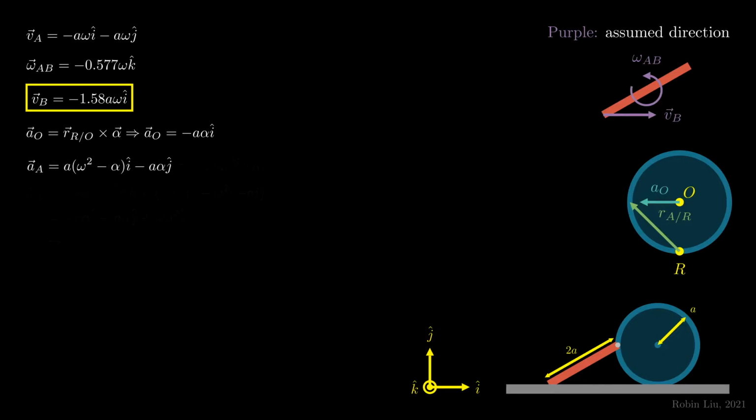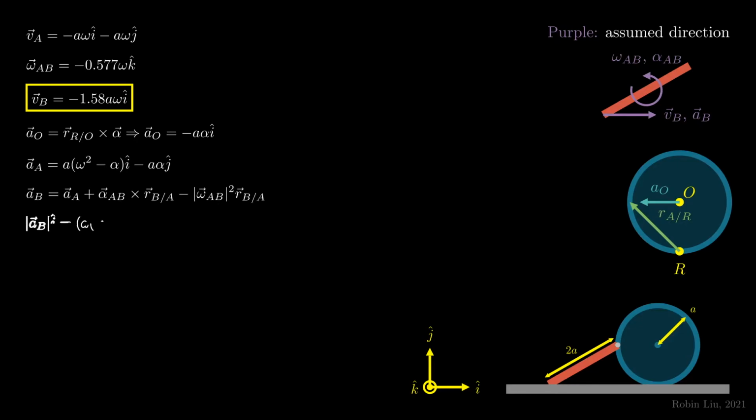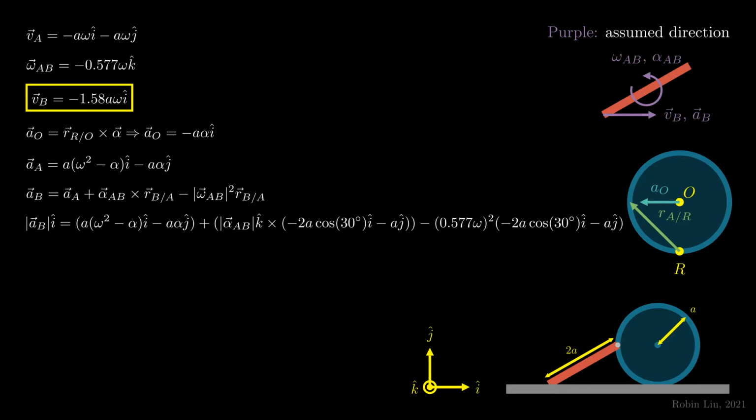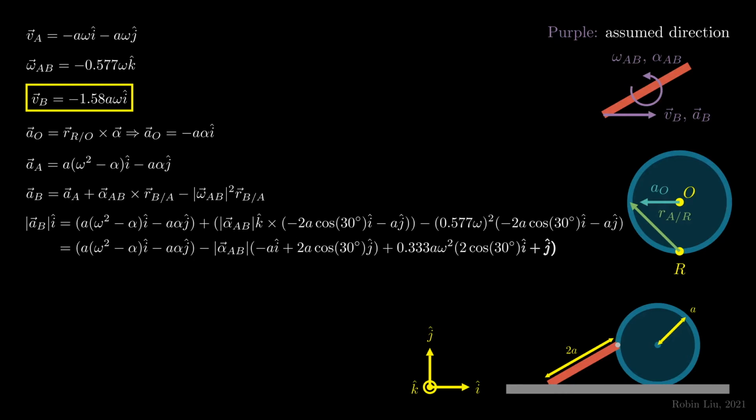Now we can move on to point B. Again, we need to assume some directions, but this time it's for acceleration terms. I'm going to again assume positive directions for the angular acceleration and the acceleration of point B. If we work through the math, gathering terms in the i and j directions, we can find the angular acceleration and the acceleration of point B.